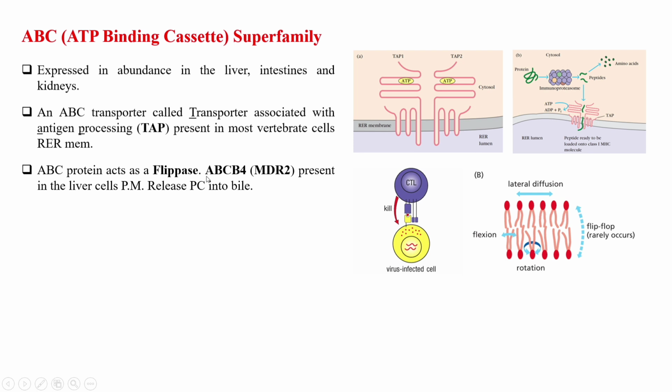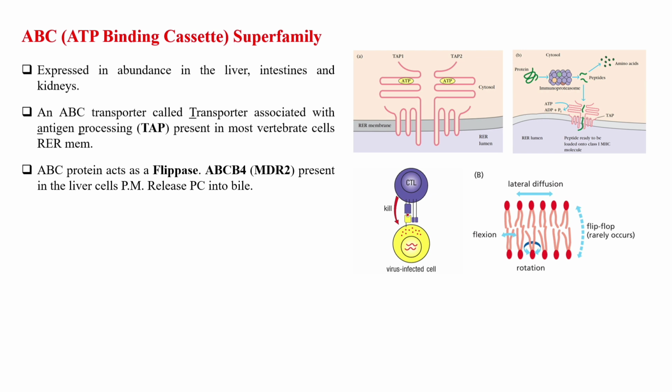So in case of eukaryotes, there is an ABC protein called ABCB4, or we can say MDR2, that is present in the liver cell plasma membrane that faces the bile canaliculi. They release phosphatidylcholine, one type of phosphoglyceride, from the cytosolic leaflet to the exoplasmic leaflet, because flip-flop movement means movement of these phospholipids from one leaflet to the other leaflet. Now, as we know the plasma membrane is made up of 2 lipid layers, so the migration of one phospholipid from one layer to the other layer is called flip-flop movement.